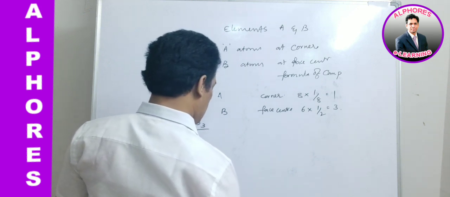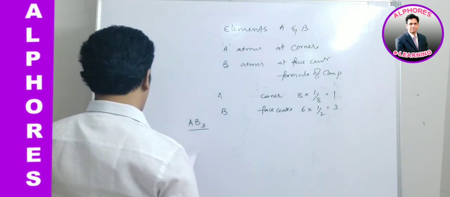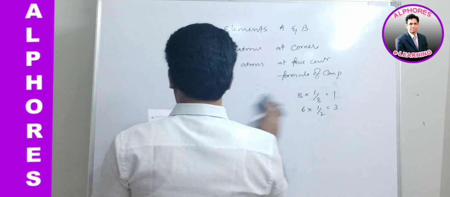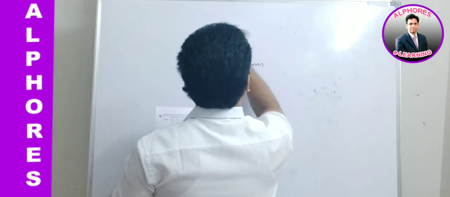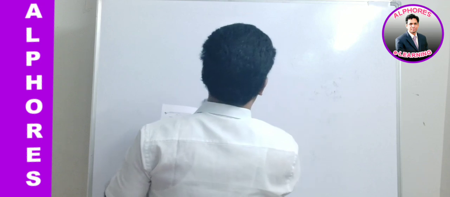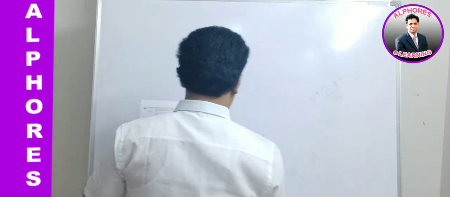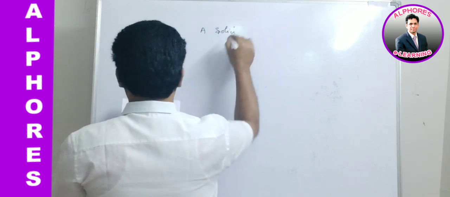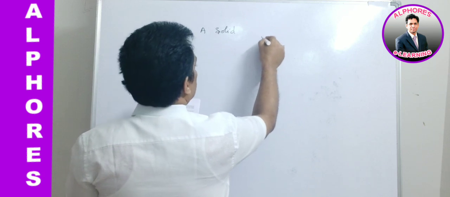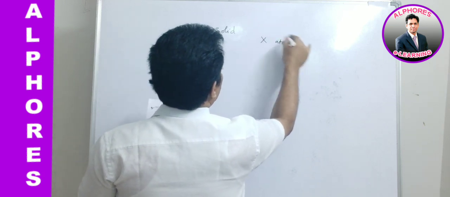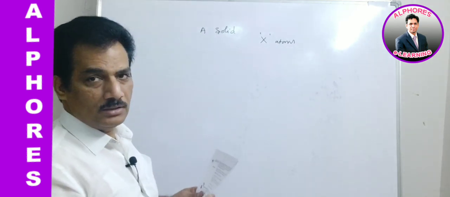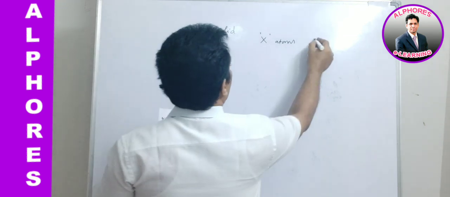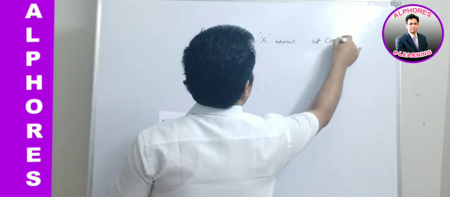Here they are providing a solid with a cubic structure. Here they are providing 3 atoms instead of 2 atoms. Let me repeat that question. It is a solid that has X element atoms. Here X is not a number, they are just giving X as the element. X atoms are located at corners.